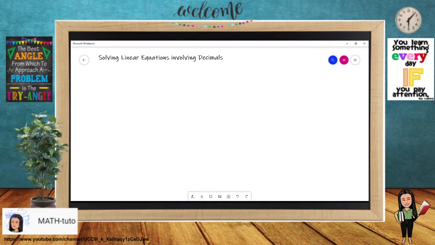Hello everyone! So today, we are going to solve linear equations involving decimals. Now, if we are solving equations involving decimals, sometimes the equation becomes complicated dahil sa decimal. Because we are used to solving whole numbers, it would be easier for us to solve an equation if there would be no decimal.